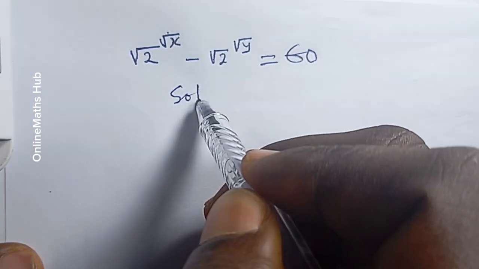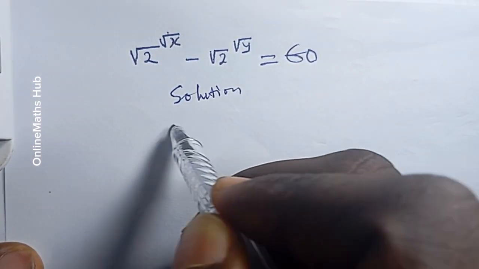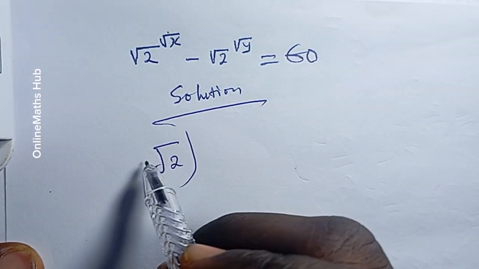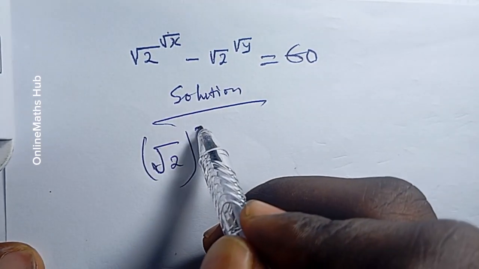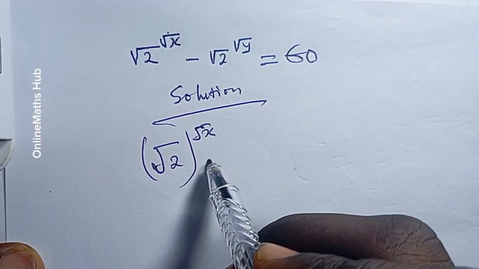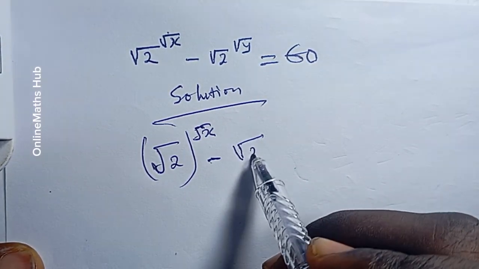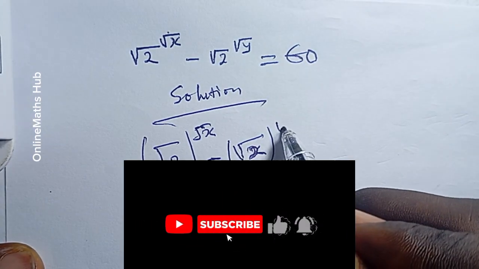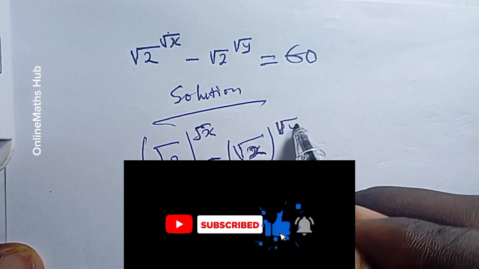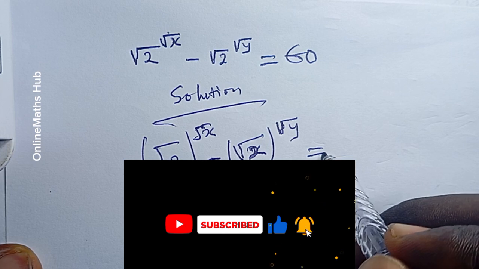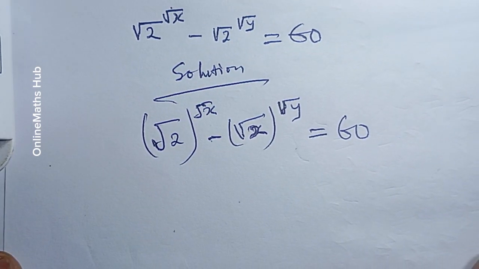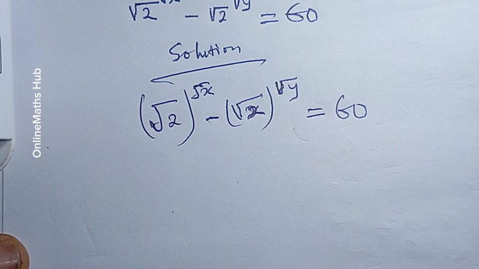We're going to be solving this equation over here. So what we have is root 2 raised to the power root x, minus root 2 raised to the power root y, is equal to 60. So what are the values of x that will satisfy this problem? This is just cool.